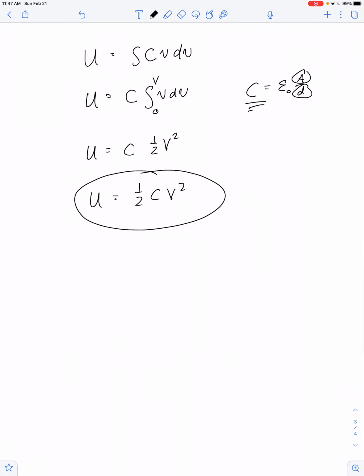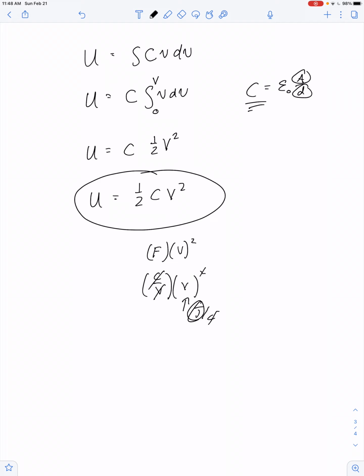Let's check the units on this. Capacitance is in farads, and voltage, of course, is in volts. So what's a farad times a volt squared? Well, a farad is a coulomb per volt. So we cancel one of the V's, and then we're left with coulombs times volts, but a volt is a joule per coulomb. So yeah, we're left with joules when we use this equation.